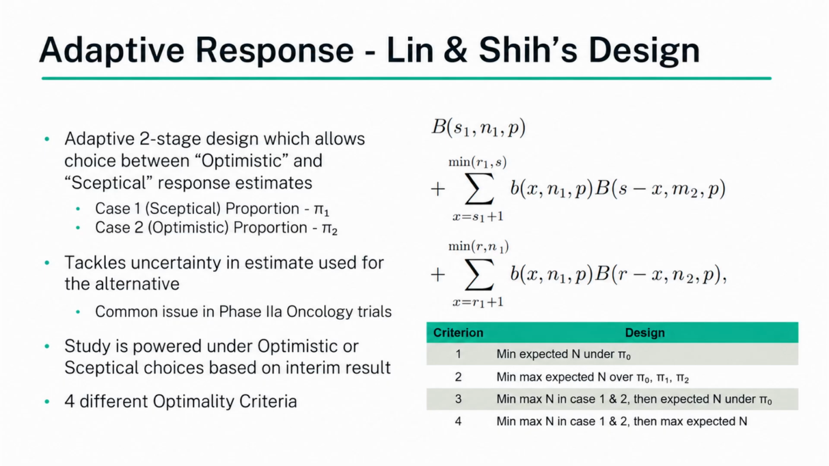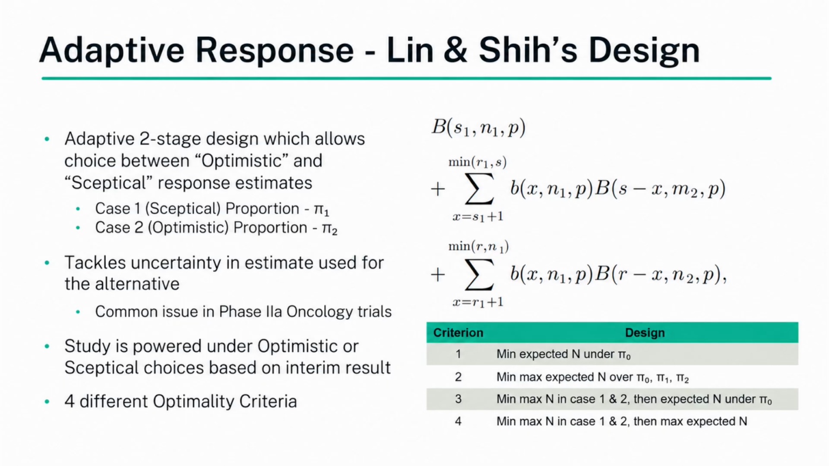It aims to tackle the uncertainty encountered in the specification of the response proportion that is to be used under the alternative hypothesis at the outset of the trial by allowing the user to specify two choices for that proportion. The first being an optimistic estimate and the other being a more pessimistic estimate. So the information that is produced and examined at the interim stage of the trial is then used to choose between powering the overall trial under either the optimistic or the pessimistic choice.